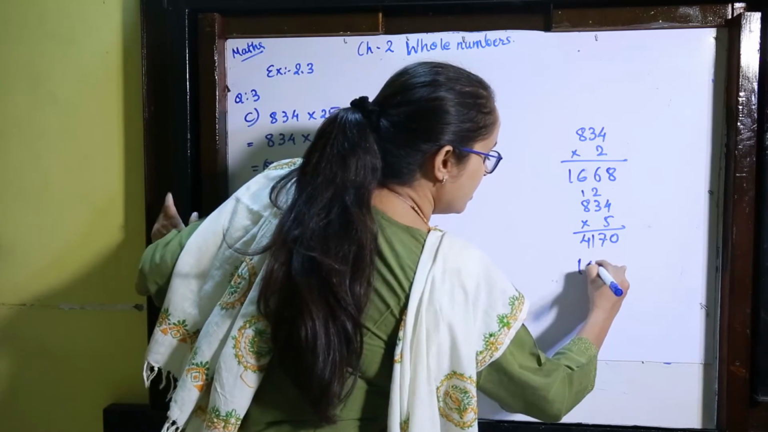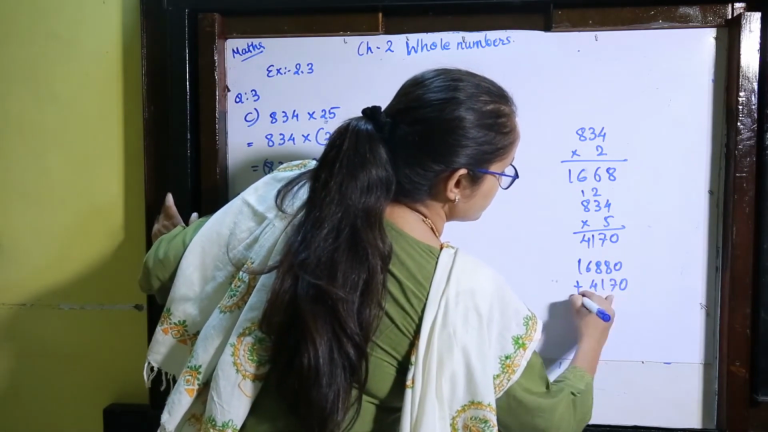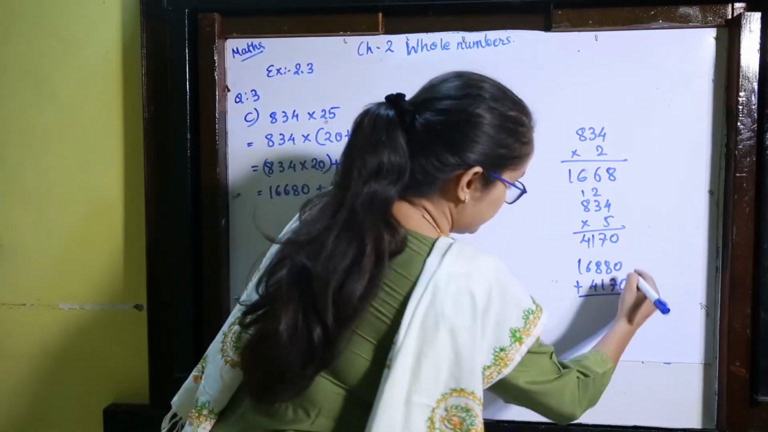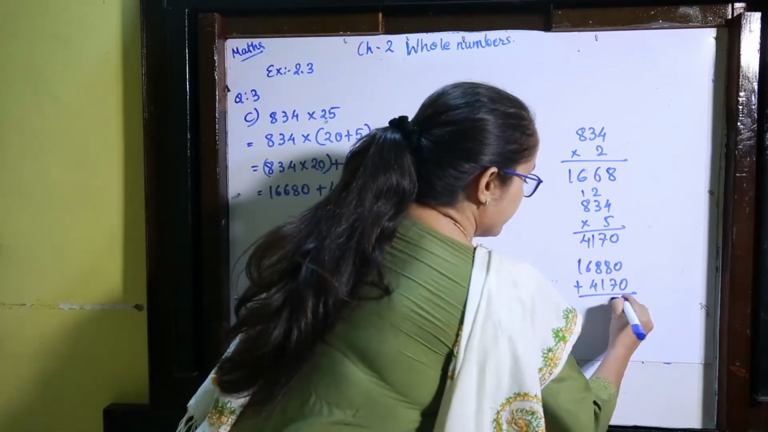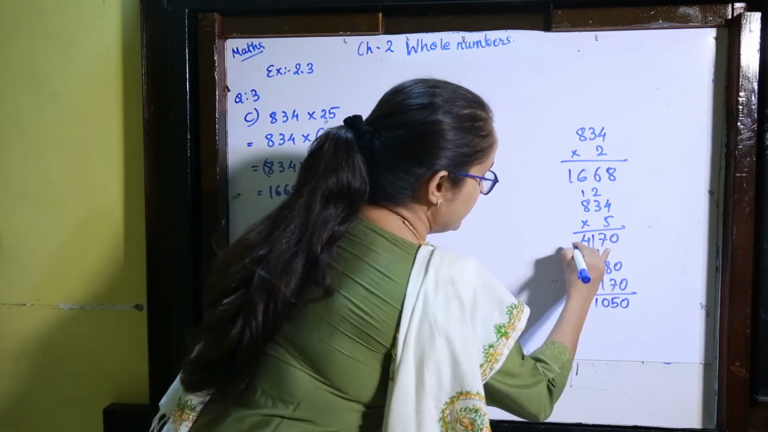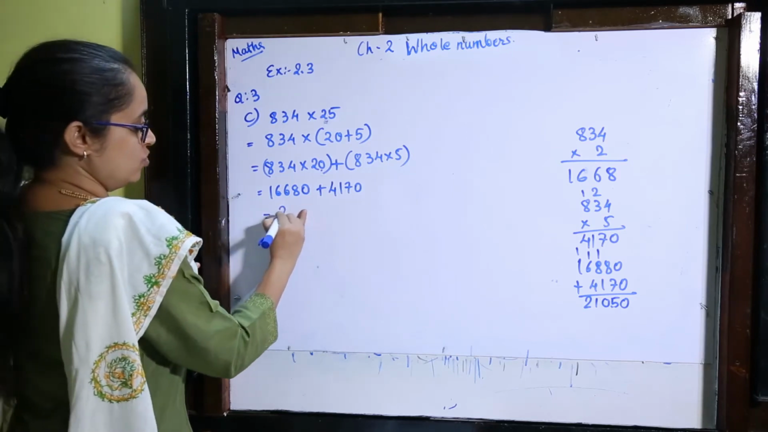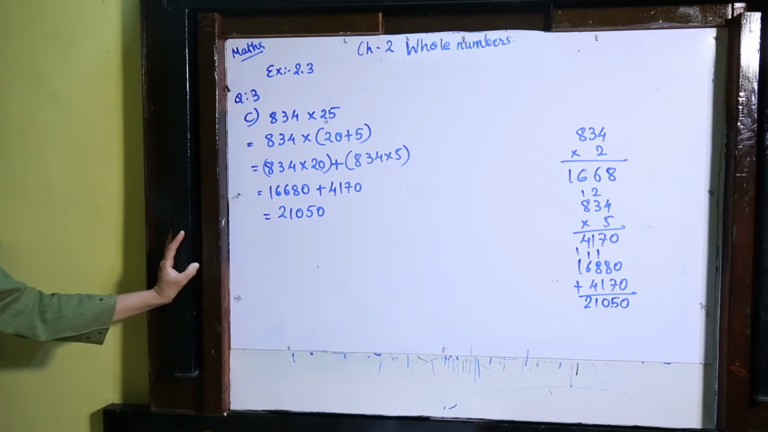We are adding here. Please write along with me, don't waste your time so that we can complete it as soon as possible. Now here 0, 8 plus 7, 15 carry over 1, 0 carry over 1, 11 carry over 1, 2. So the answer is 21050. So we are done with the C. You can pause the video and complete your work.